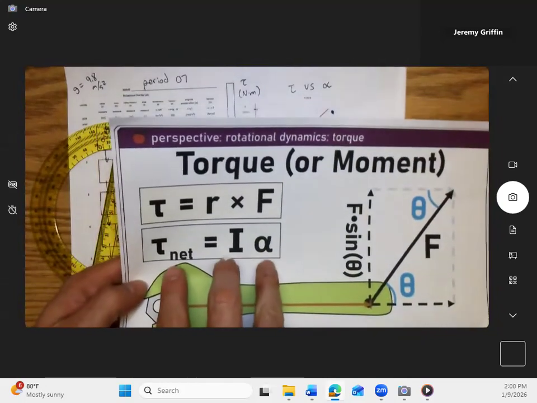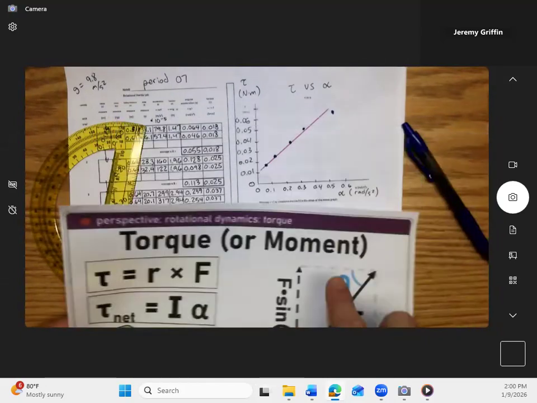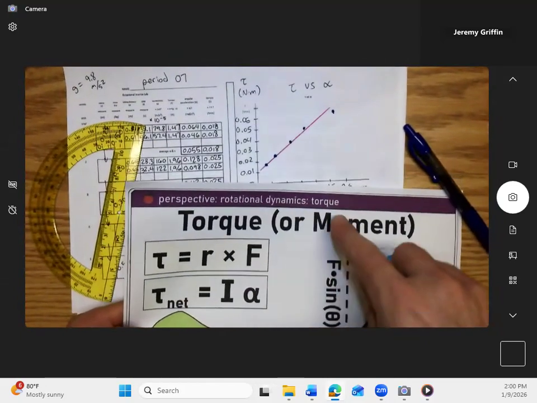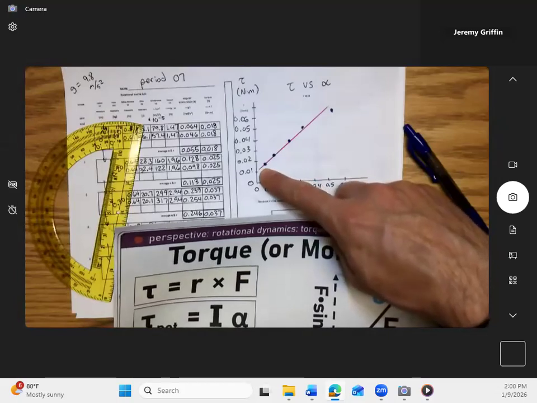So torque equals I times alpha. You guys see torque and alpha, that's like y versus x. It's kind of like y equals mx, except one more thing. This one actually does have a y-intercept. You guys see that?